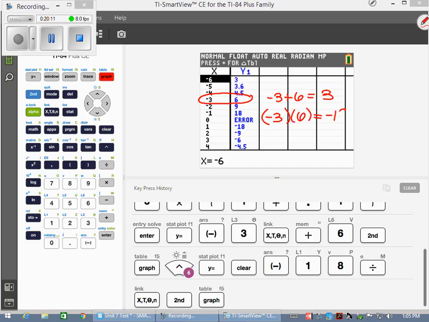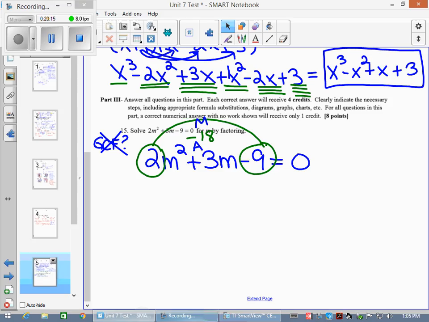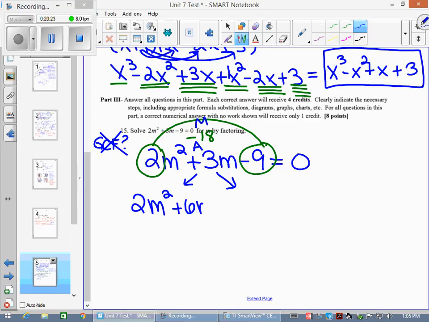After finding your numbers, that is going to split your middle term into two terms. So I have that 6m and that -3m. The order in which you write them will not change your answer. Your next step just might look in the opposite order. Okay, so when we factor by grouping, split it down the middle.